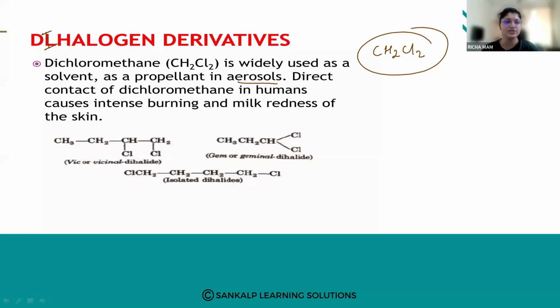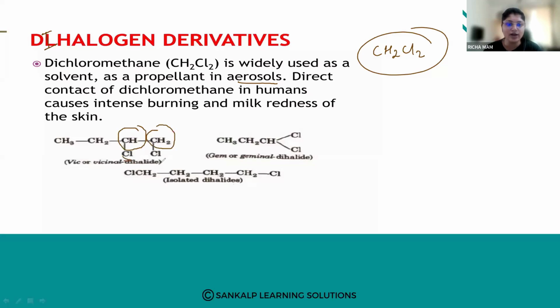You can see the reaction here. So vicinal dihalides. Now what do you mean by vicinal dihalides? You know what vicinal dihalides are, right? When the halogen atoms are present on adjacent carbon atoms, they are called vicinal dihalides, right?